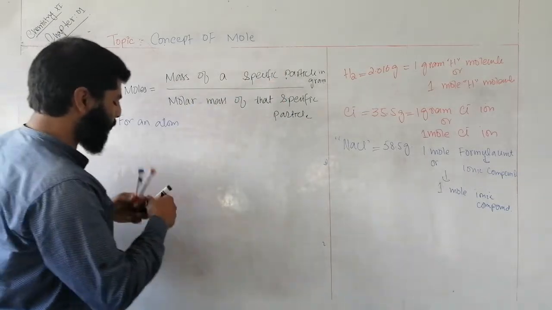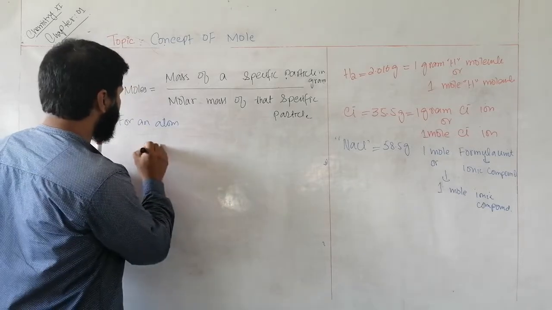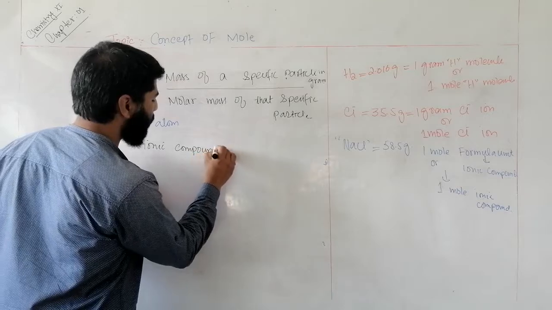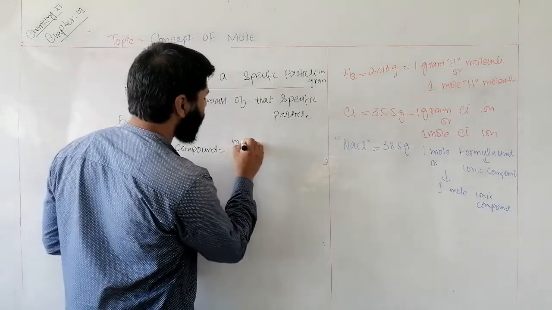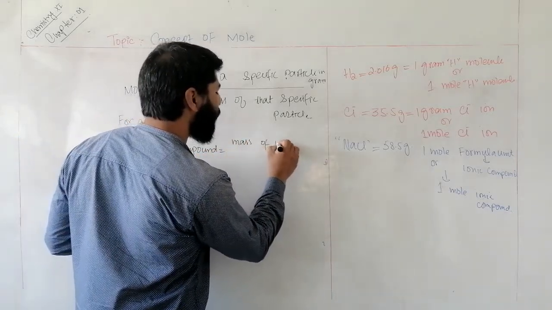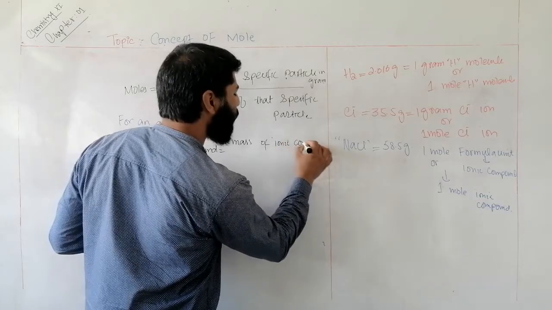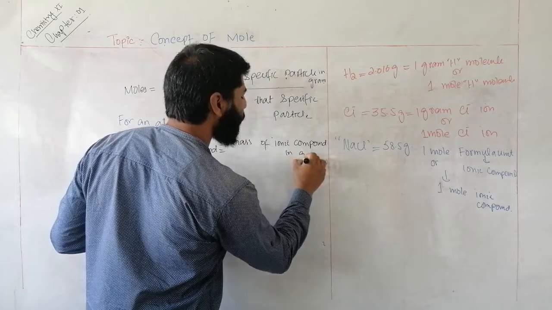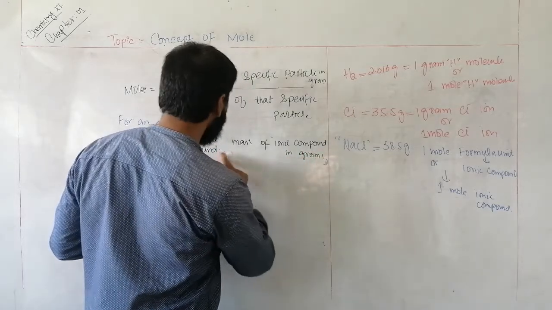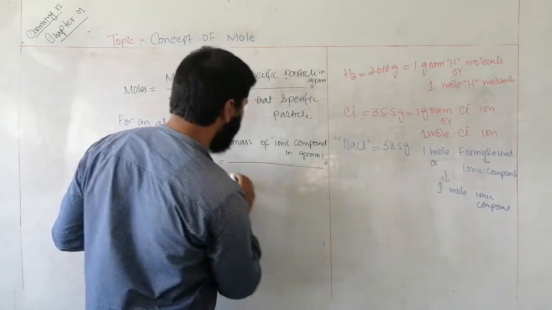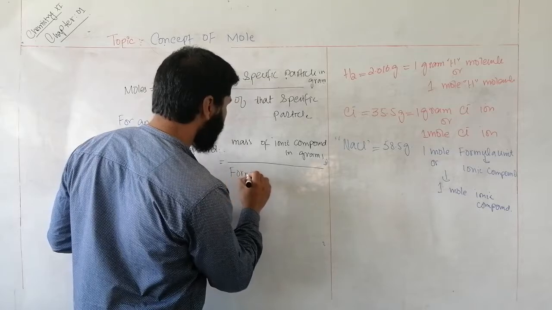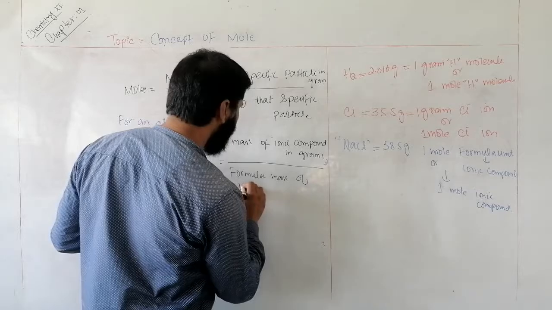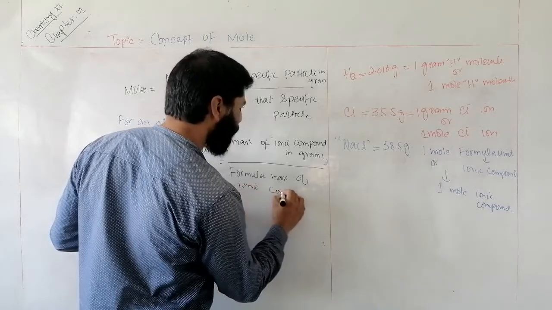For an ionic compound, mass of ionic compound in grams divided by formula mass of ionic compound.